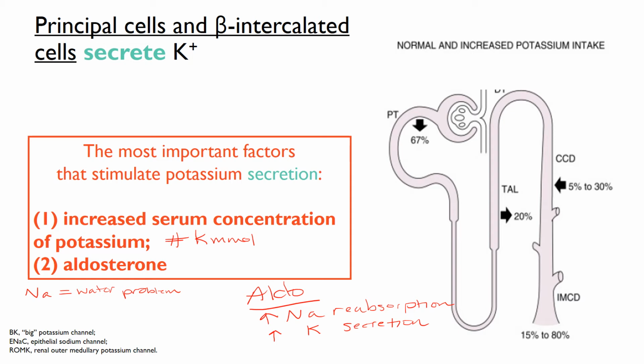Over here is a reminder once again that potassium reabsorption is most likely to take place in the proximal tubule. Some takes place in the thick ascending limb. But then when it comes to secretion, secretion takes place in the collecting duct, okay? So secretion can only take place here. Everywhere else is reabsorption.